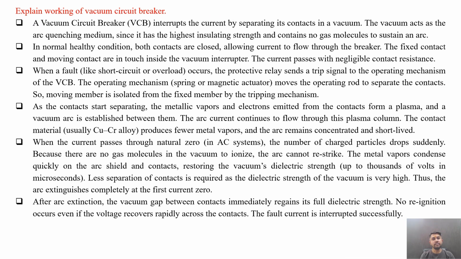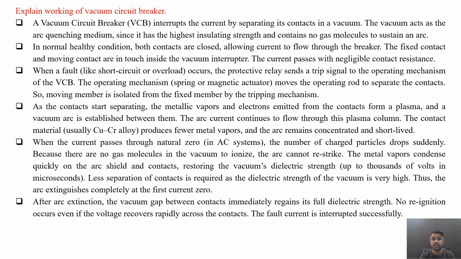Explain working of vacuum circuit breaker. So a vacuum circuit breaker, that is VCB, interrupts the current by separating its contacts in vacuum. The vacuum acts as the arc quenching medium since it has the highest insulating strength and contains no gas molecules to sustain an arc. In normal healthy condition, both the contacts are closed, allowing the current to flow through the breaker. The fixed contact and moving contact are in touch inside the vacuum interrupter. The current passes with negligible contact resistance.